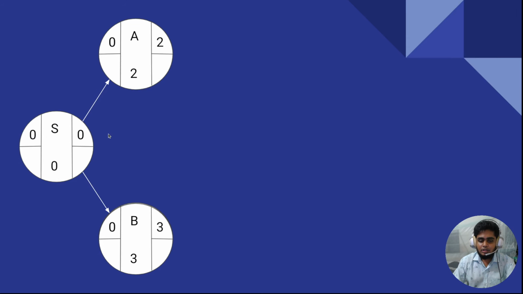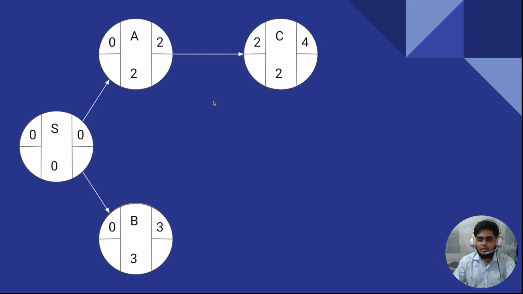Basically for A this is the activity time, and for B this is the activity time. This is the earliest start and this is the earliest finish. The earliest start is this value, so I just copy this value and paste it here. I also copy this value and paste it here for B. Then what I have to do next is just add those values. 0 plus 2 is equal to 2, which is the earliest finish time, and 0 plus 3 is equal to 3, which is also the earliest finish time.